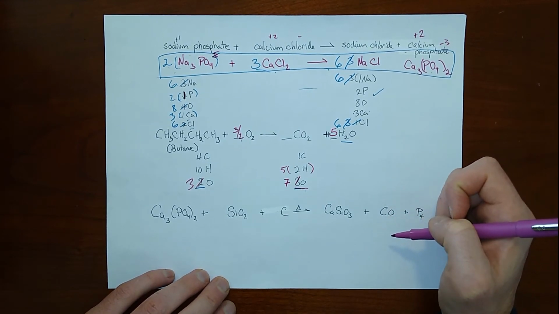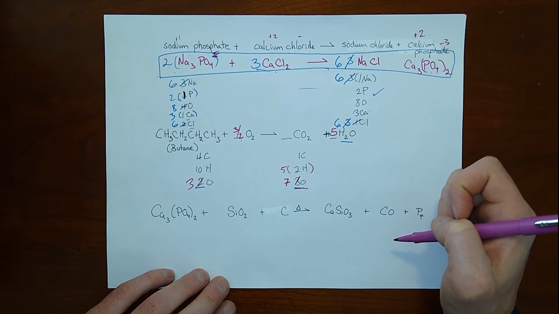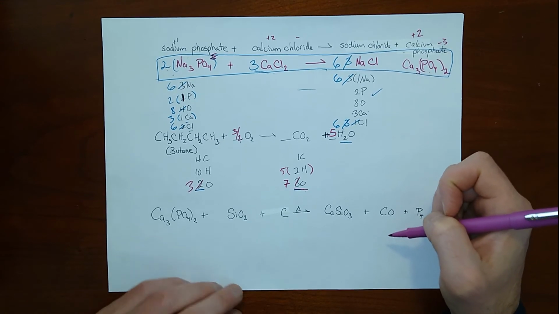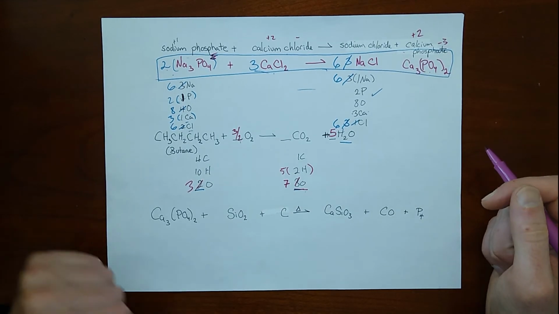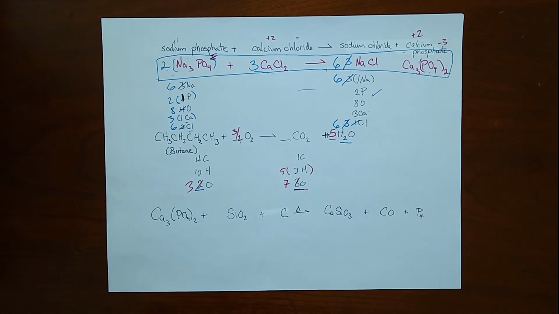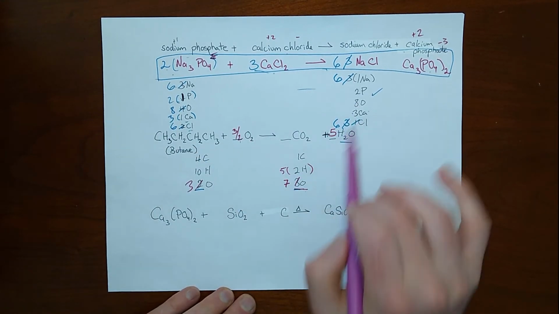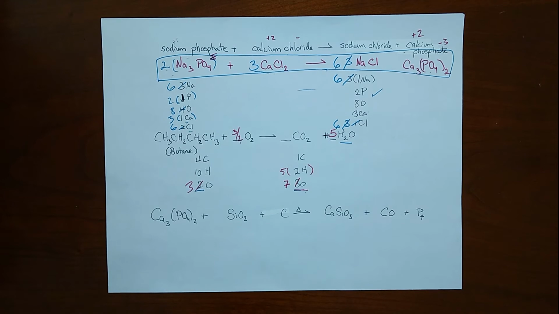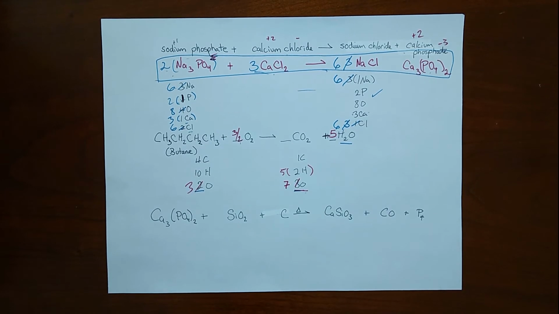Again, there's no guaranteed or set path that you have to follow when you're balancing these. If you can just sort of look at it and see what coefficients you need for things to balance, then that's great. That works too. You just have to be sure that at the end of the day, you have matching numbers of atoms on both the products and the reactants side of the equation.